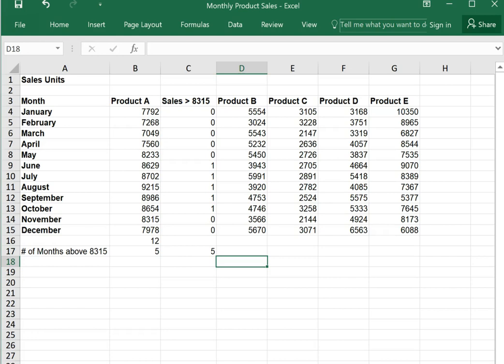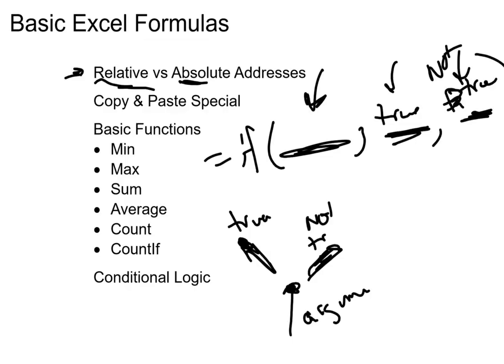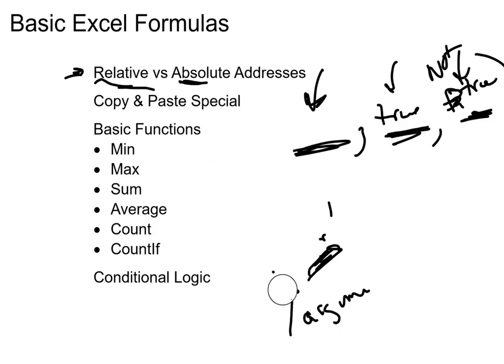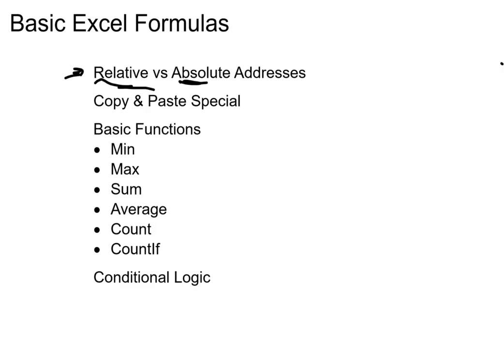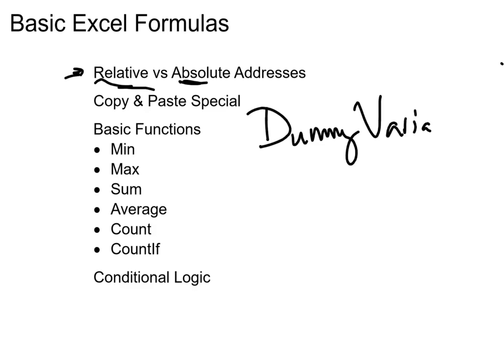Okay, little background. Why did I change those to zeros and ones? We've got to introduce a term real quick. Let's go ahead and take all this stuff away. What I just did is I created what we call a dummy variable. A dummy variable is a variable that takes on values of zeros or ones, nothing else.